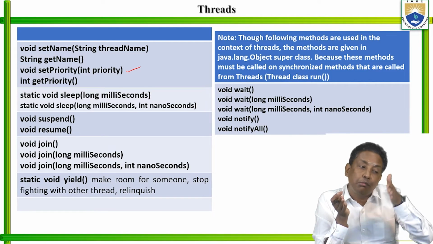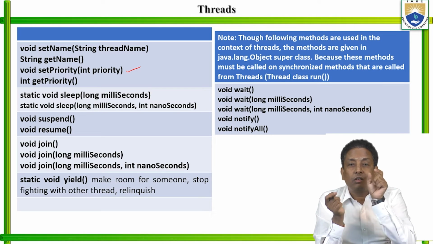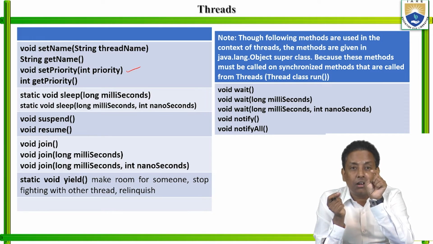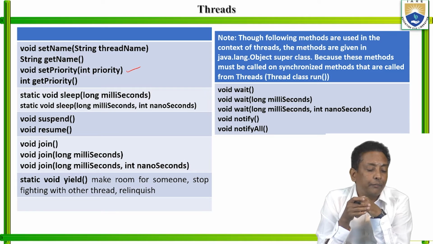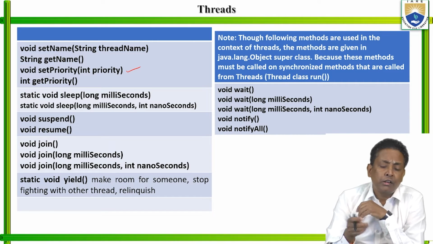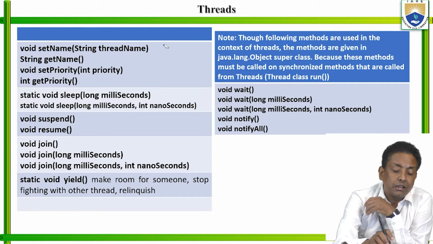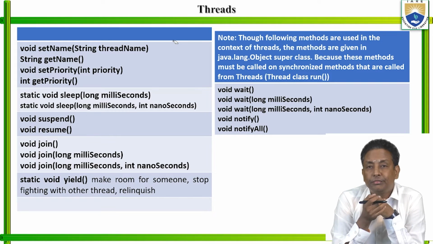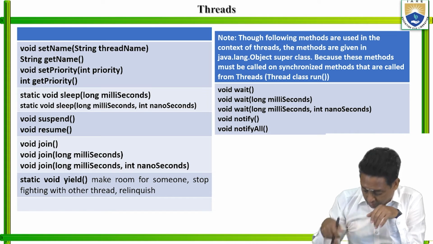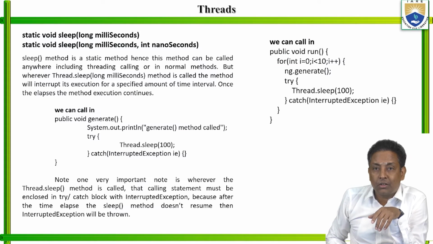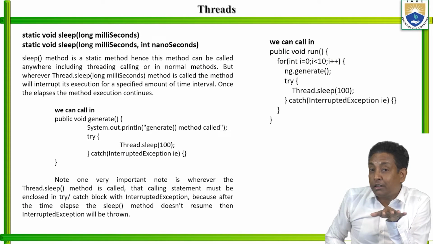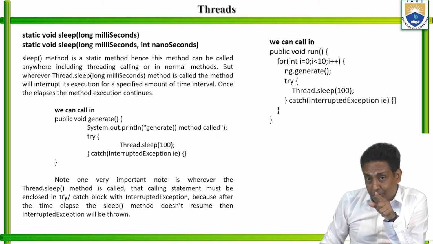If you give any value below 1 or above 10, it will cause an IllegalArgumentException, which I explained yesterday. So you can change the priority of the thread and assign a name to the thread. These methods are known. The sleep method we also used yesterday. In the next slide, we have an explanation on the sleep method, where the sleep method must be called is also given here.